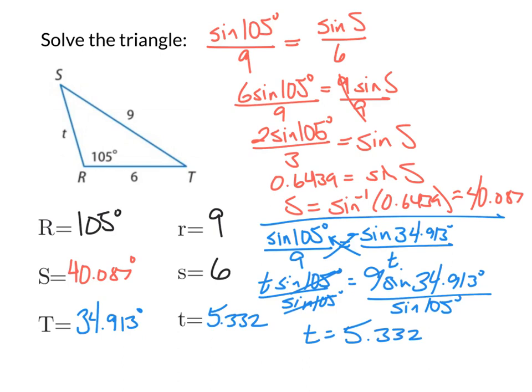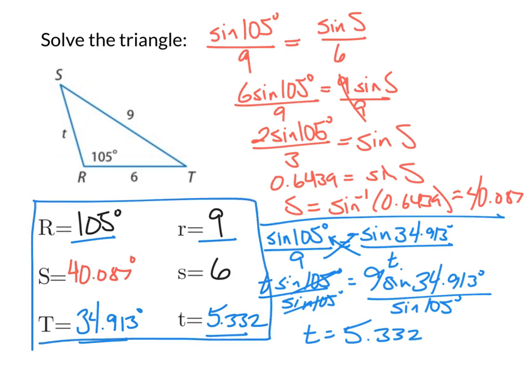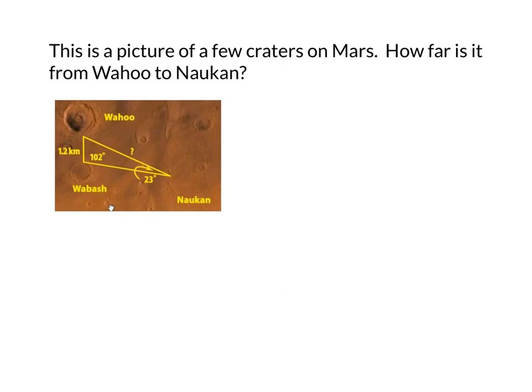Finally, to check our answer, we kind of look back and we see that our largest angle is paired with our largest side, and our smallest angle is paired with our smallest side. So it looks like this is the solution to our triangle.